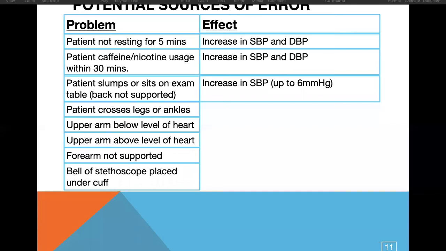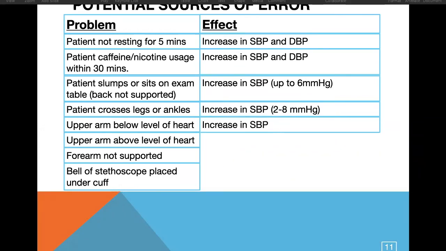If the patient has their legs or ankles crossed, which we commonly do, and as providers we need to catch that because the patient won't, it tends to cause an increase in systolic blood pressure. If we have their arm up above their body, it increases their systolic blood pressure. And if it's draped down below, it decreases it past their normal.